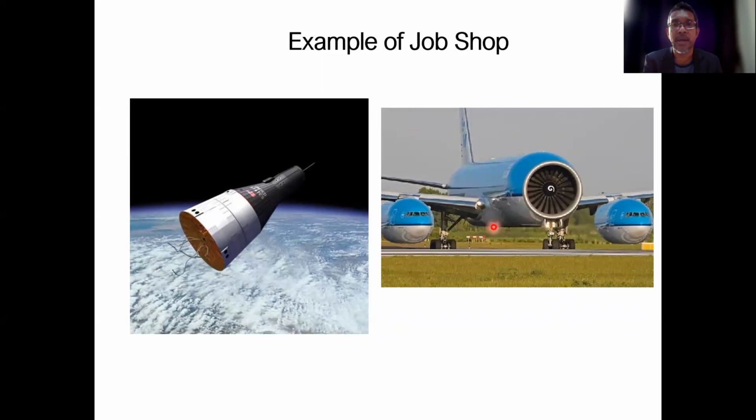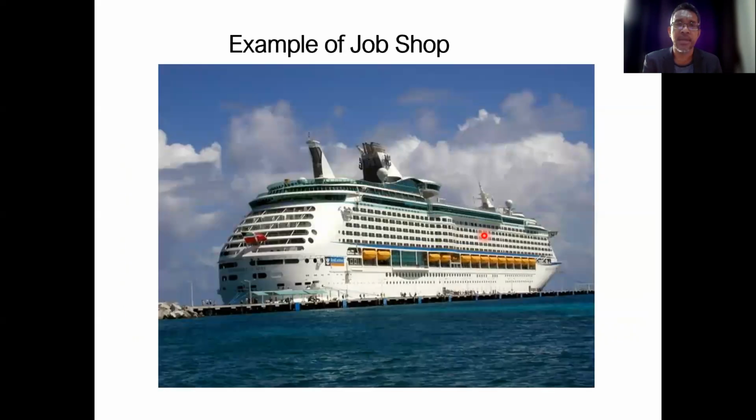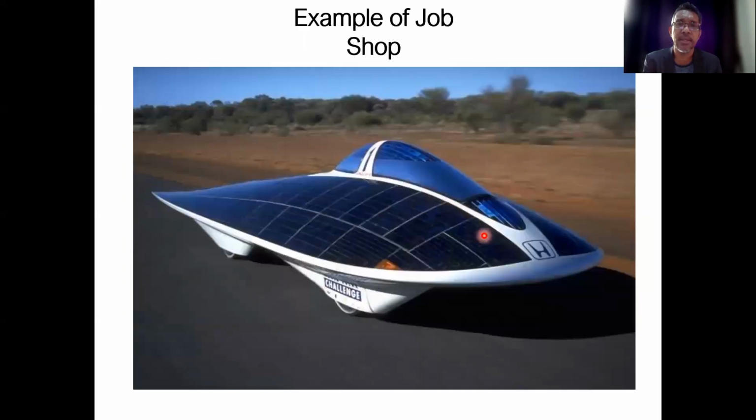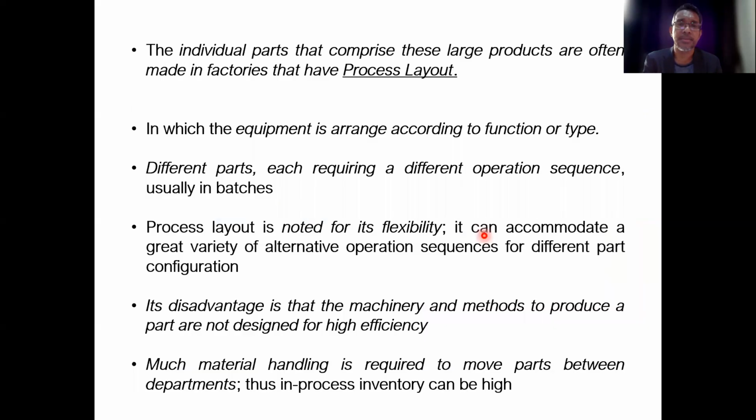So another example, we have a plane. Last class I already showed you the aircraft, Boeing 747. How they make it is also a job shop or fixed production layout. Ship, locomotive, train, space, and then the individual parts that comprise this large product are often made in factories that have a process layout.